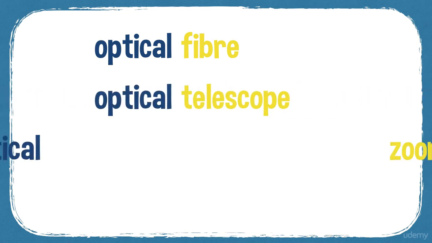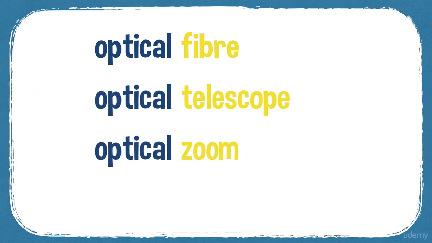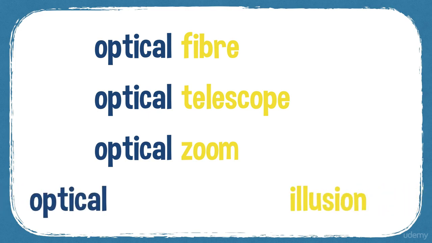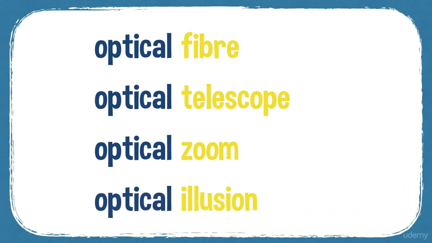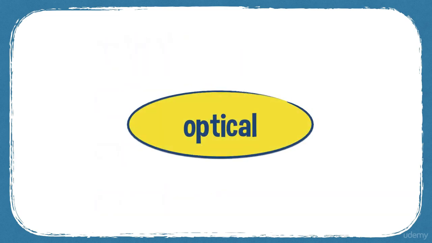You can have an optical telescope. Lots of cameras today have an optical zoom and an optical illusion as well. So optical, some synonyms for optical. Visual is the best one. There aren't really any more synonyms that I can think of for optical. It's a very specialized word.